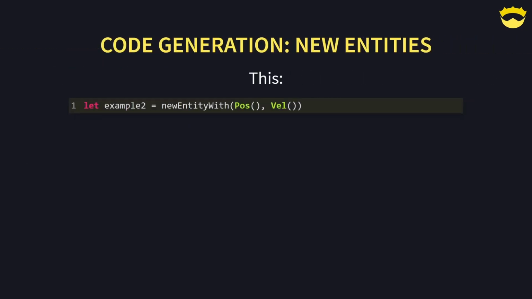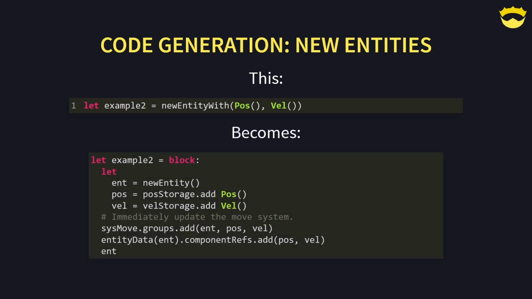But what if we actually need to update a system? So here, for example, we're adding position and velocity, and we know that this affects the move system. And then the output gets changed slightly because it just adds a link to update the move system. So there's no speculation involved because we know that the entity is empty beforehand, and we can just directly update the system because we know that that's what's needed and nothing else.